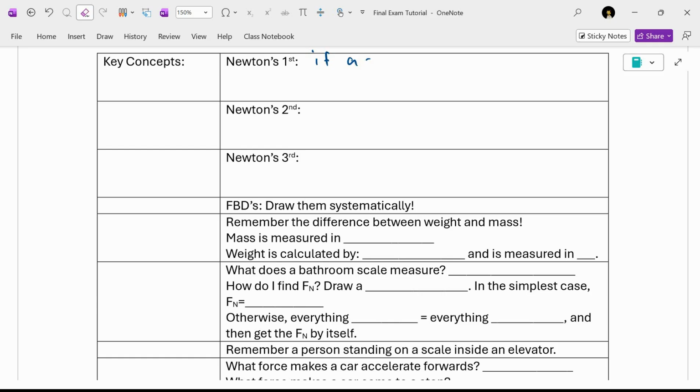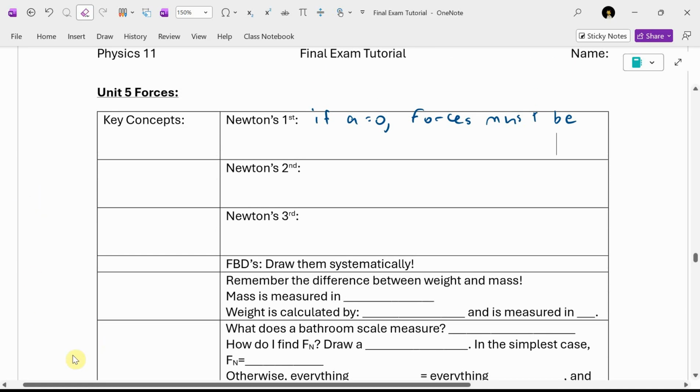If A equals 0, forces must be, I'm looking for a word that starts with letter B, balanced. And it also worked in reverse. So if A is 0, forces are balanced. If forces are not balanced, we must be accelerating in the direction of the unbalanced force.